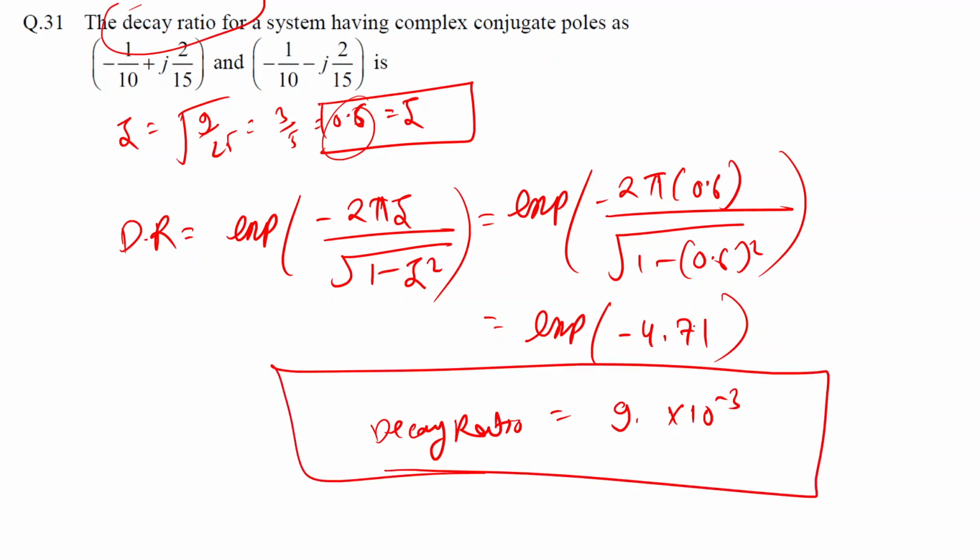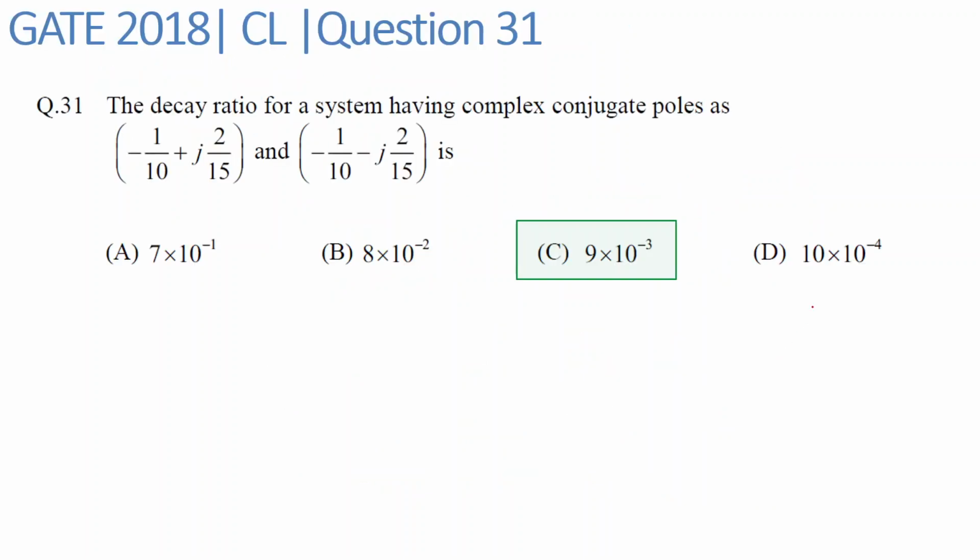So from the complex conjugate poles, we found the value of damping factor, and using the formula of decay ratio and the damping factor, we calculated the numerical value of decay ratio as 9 into 10 raised to minus 3. And from the given options, we can select option C as the correct one.